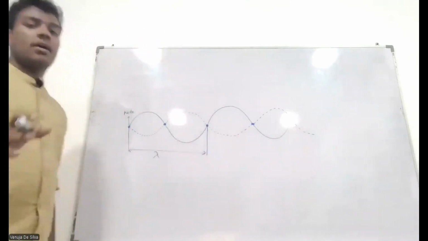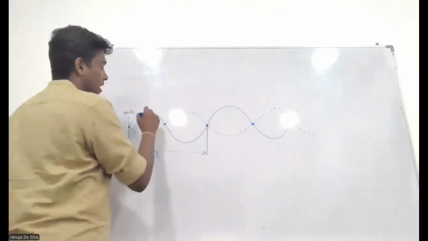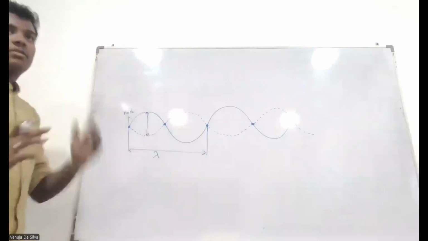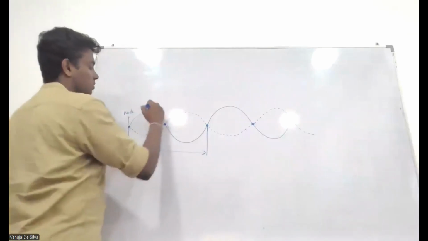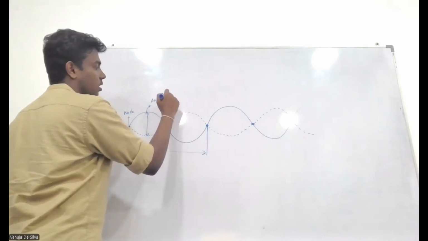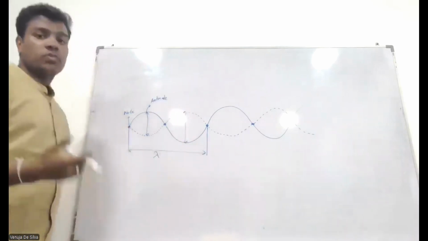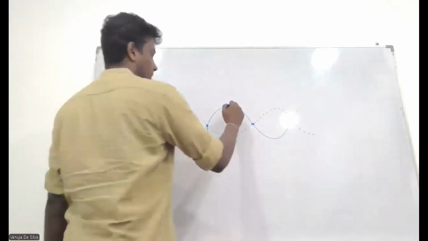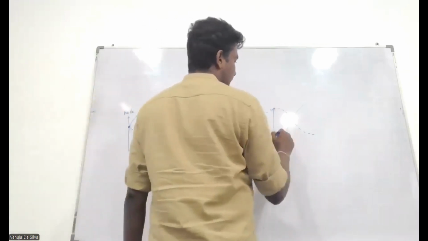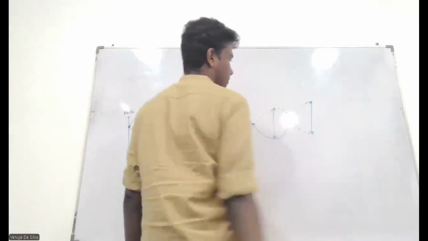And the points where displacement is maximum and the pressure is minimum. So at nodes, the pressure is maximum, right? Because they are compressed. These are called antinodes. So antinode means this point. So all of these points, they are antinodes. At antinode, the displacement is maximum. This is antinode, and this right here is also an antinode.